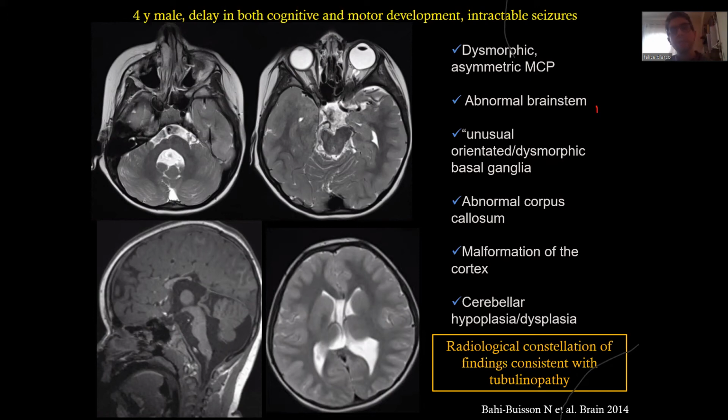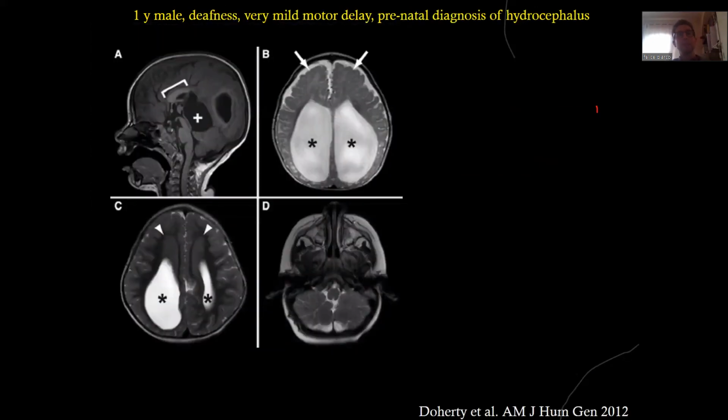Even more important for the management of the child is a case like that. This is from Dan Doherty, who is a friend of mine working in Seattle, and this is a 1-year-old male. He is also deaf with very mild motor delay and a prenatal diagnosis of hydrocephalus and small corpus callosum. So they wanted to consider abortion because they said, I cannot see the corpus callosum. There is this large hydrocephalus. What's going on? But actually, you can see again a combination of interesting findings.